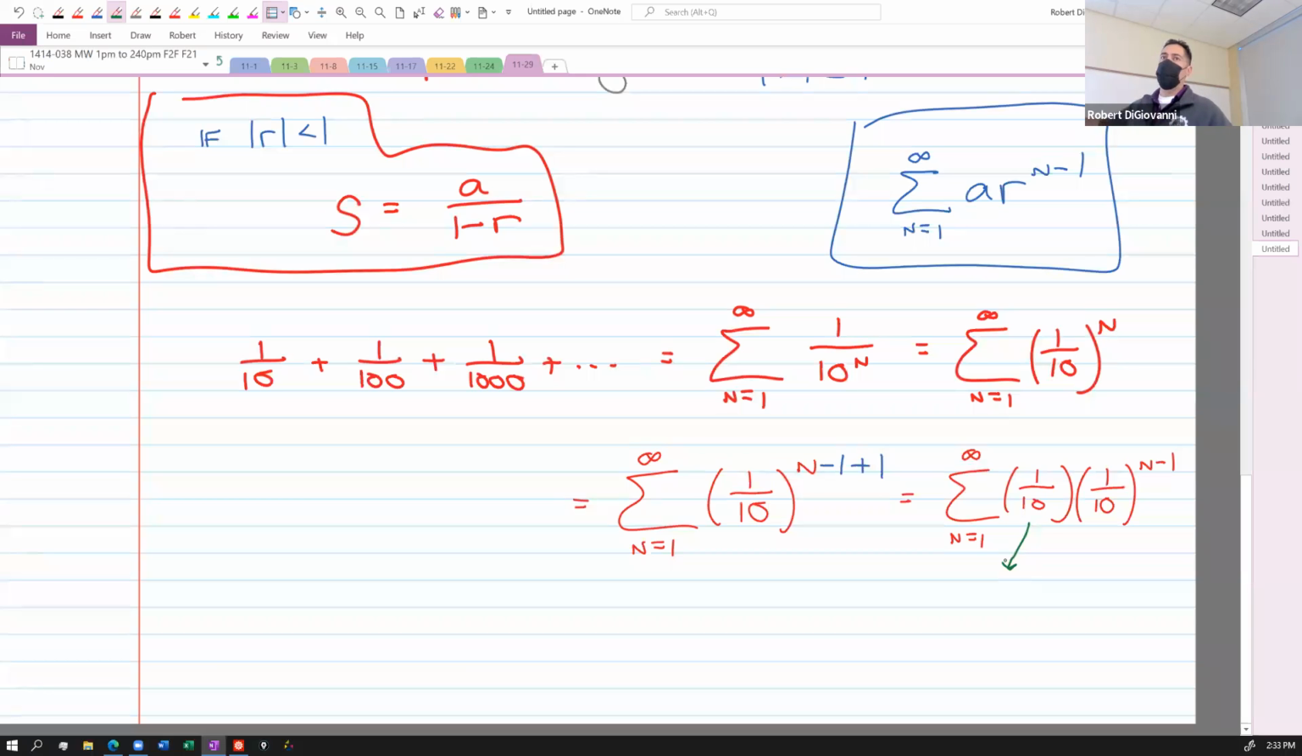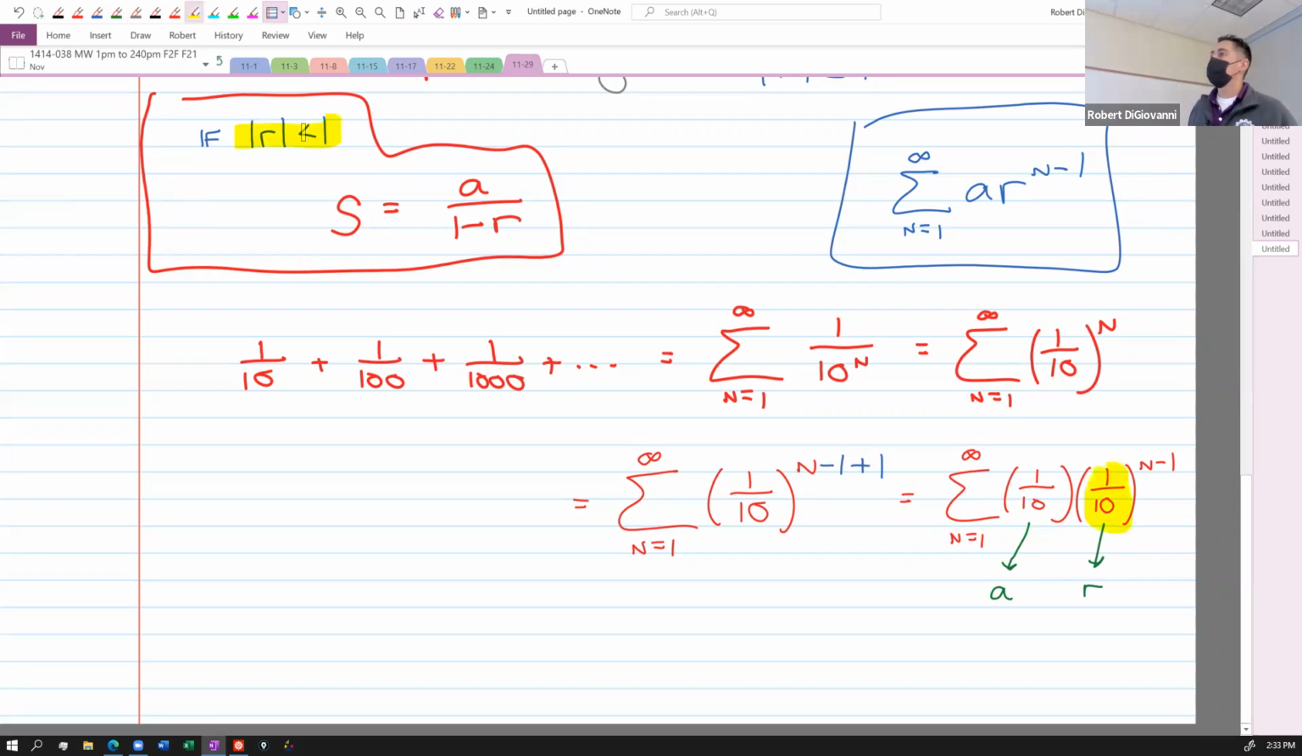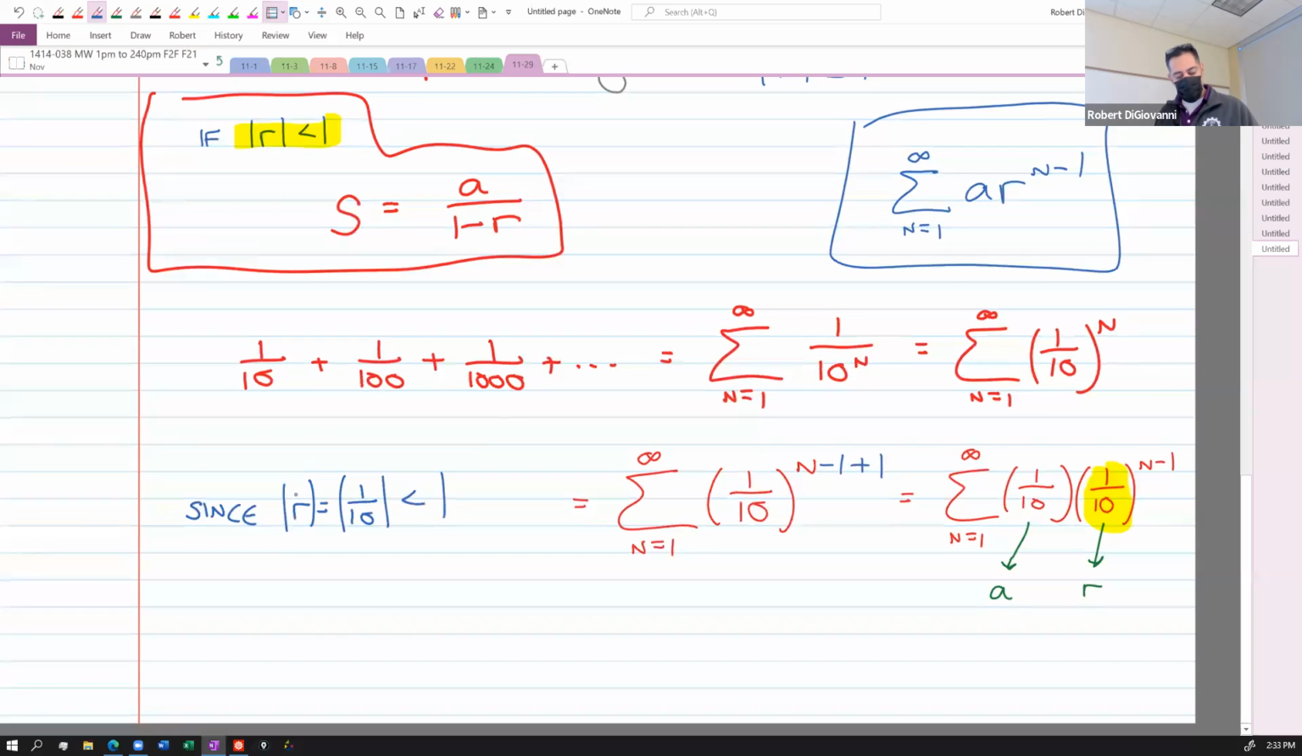They're not always that way. For these examples so far, they have been the same number, but it won't always be that way. So this is A, right? And this is R. Now, if R is 1/10, is the absolute value of that less than 1? It is, right? So since R is 1/10 and the absolute value of that is less than 1, what can we say about this series?